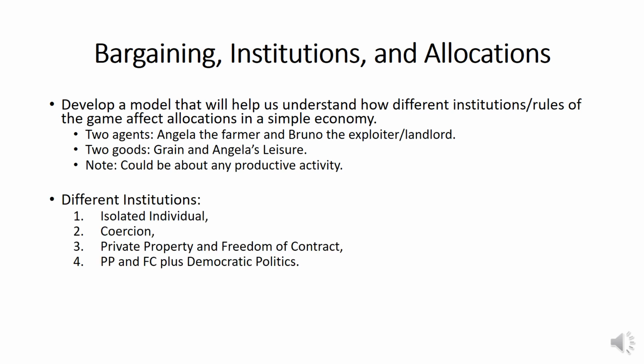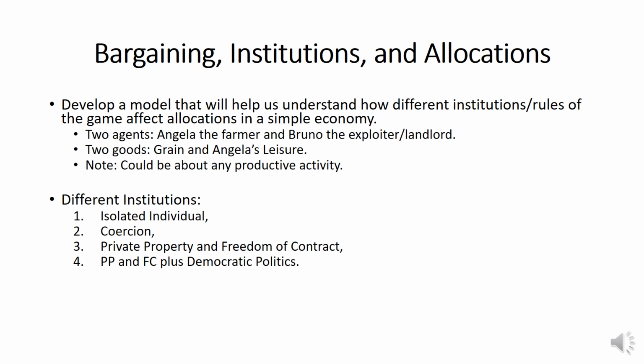And we're going to look at four different institutions that have an effect on how Angela and Bruno both behave, how much is produced, and how that is distributed. So first, Angela is an isolated individual, someone outside of society, say out in a remote prairie or something like that. Then Bruno comes along, and he's a coercive person, and so he is able to extract some of the produce that Angela produces.